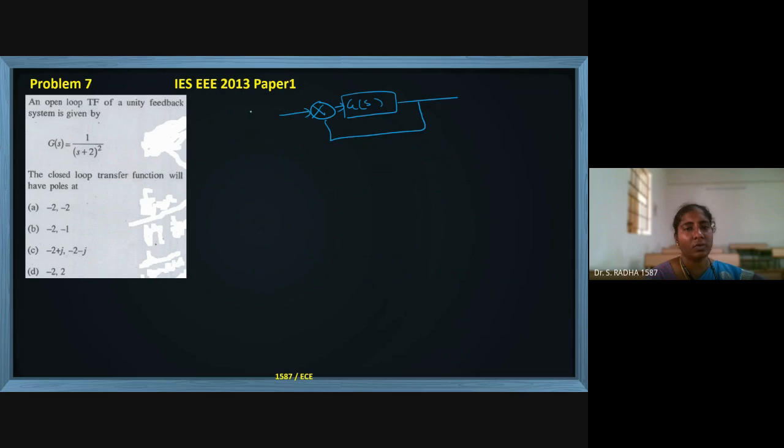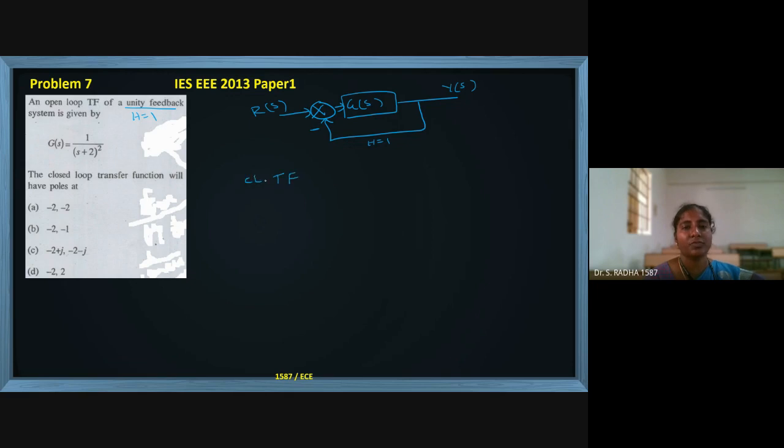This is generally R of S, Y of S or C of S we will use. Negative unity feedback system, preferably negative feedback. Unity feedback means H equal to 1. Generally negative feedback will be taken. G value is given. Now what is the closed loop transfer function?